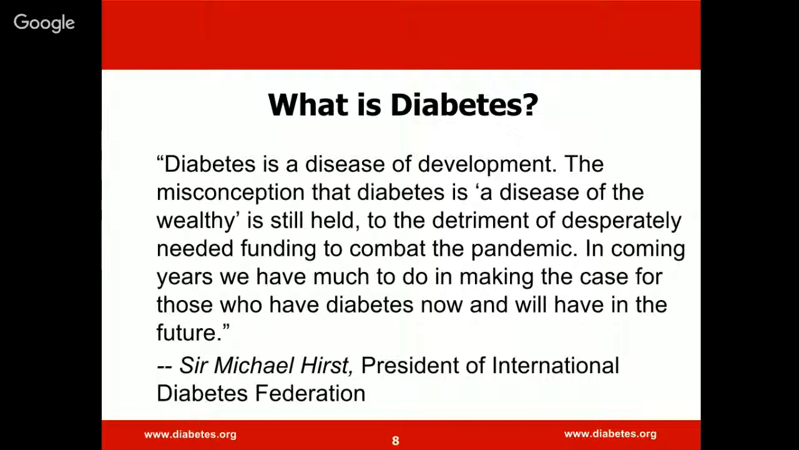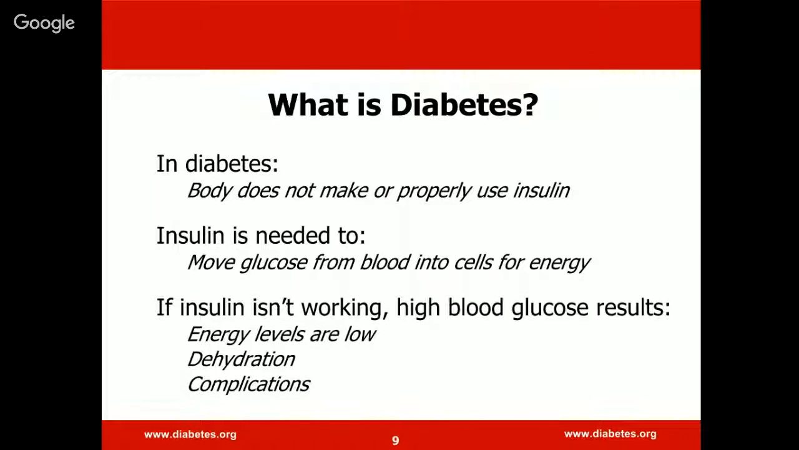Diabetes is on the rise all over the world. It's on the rise in the United States, it's on the rise in Zambia. And so there's a growing concern. It's something that we all should pay attention to. So, what is diabetes again? The body does not make or properly use insulin, which naturally occurs in our body. Insulin is needed to move glucose from the blood into cells for energy. And if insulin isn't working properly, high blood glucose results, along with low energy levels, dehydration, or even other complications.